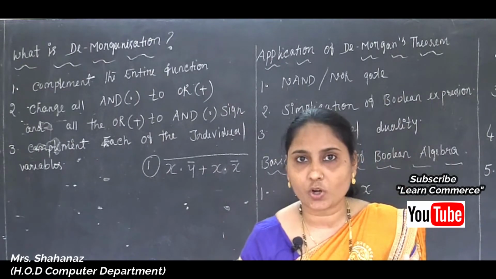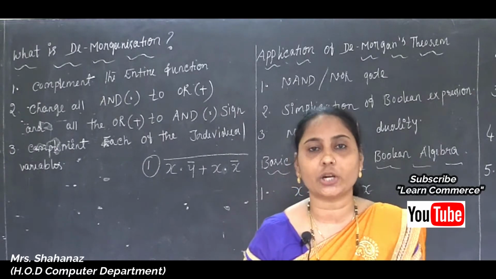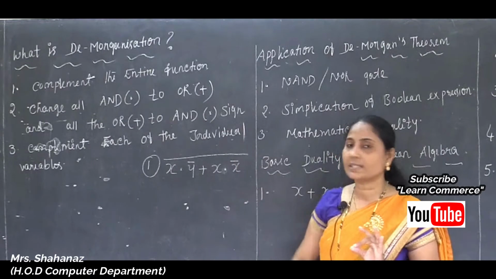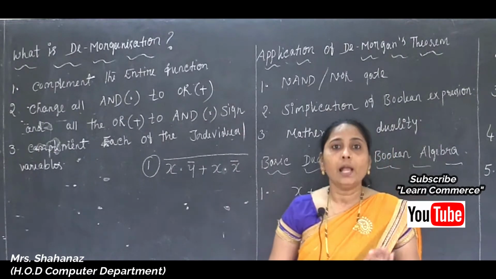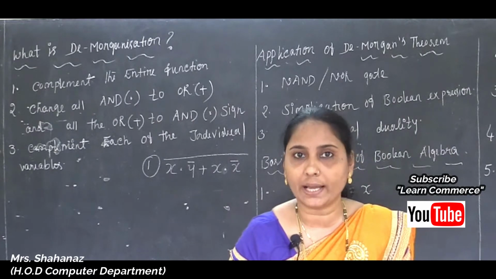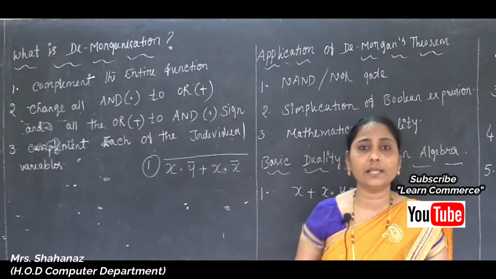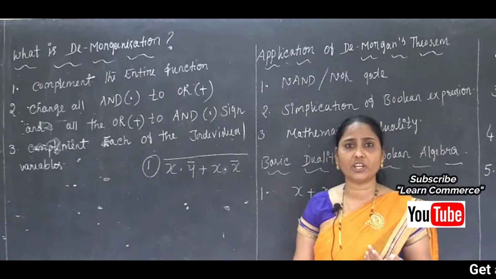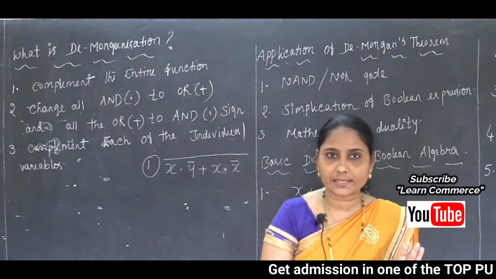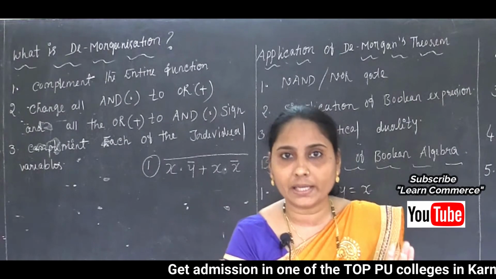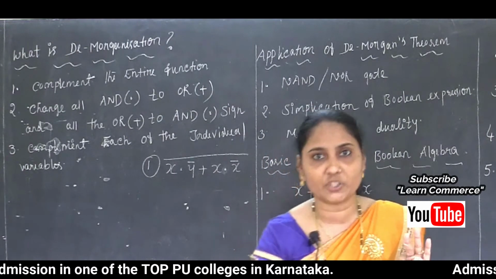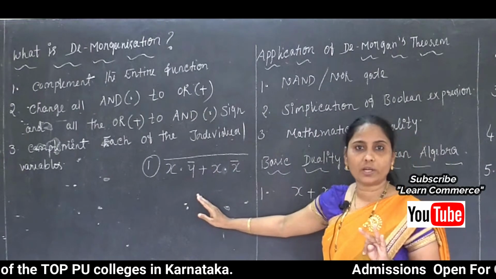This process is called De Morganization. In simple words, we can complete all these 3 points in one line: break the line, change the sign to De Morganize the Boolean expression. It is also called the process of De Morganization. So in one line, break the line, change the sign to De Morganize the Boolean expression is called De Morganization.